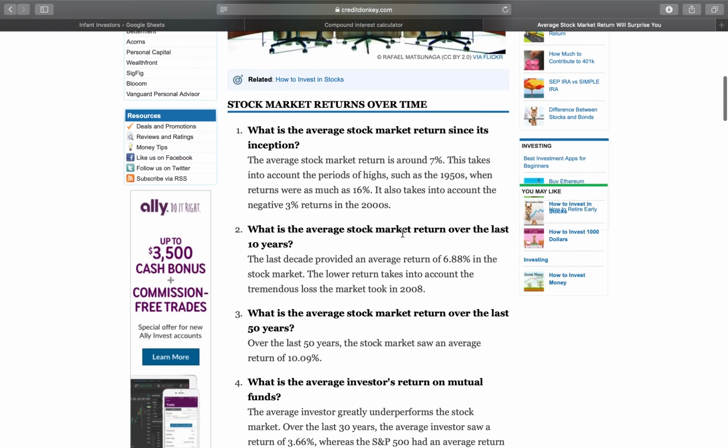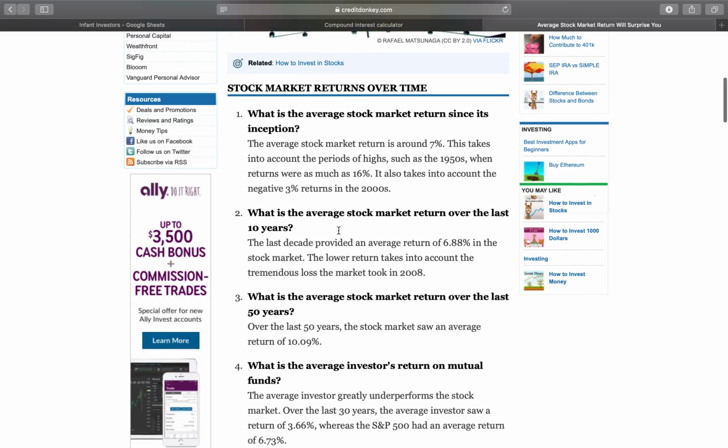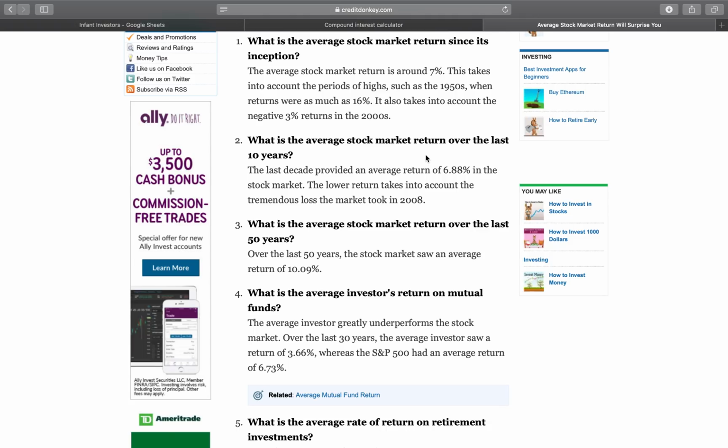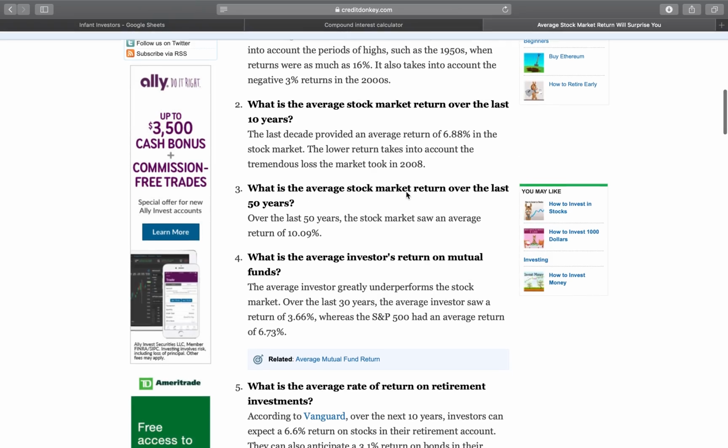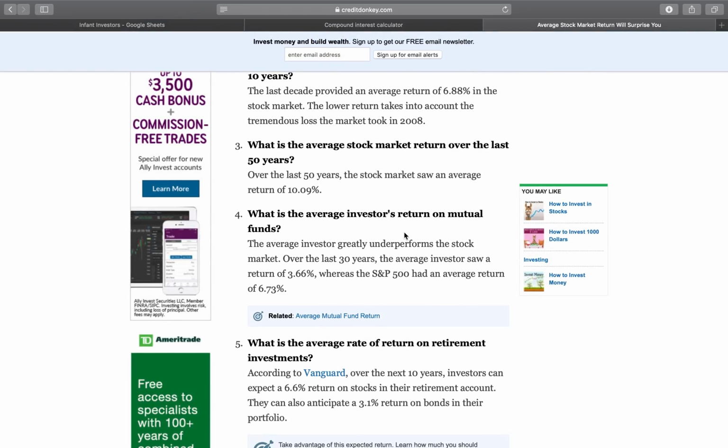Now, when you look at the stock market's return of 7%, it does take into consideration that there were highs such as in the 1950s of 16%, but also there were negative 3% returns, as I mentioned, in the 2000s. What's quite important for me is looking at the last 10 years. The last 10 years, the average stock market return was 6.88%, and the S&P tends to track higher, which I'll show you previously. But just shy of 7% is the stock market return over the last 10 years. The average return over the last 50 years was 10.909%, which obviously takes into consideration some of those boom years.